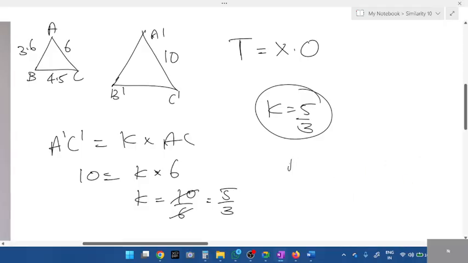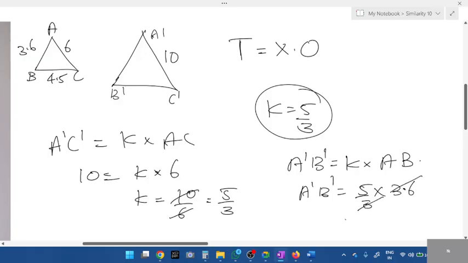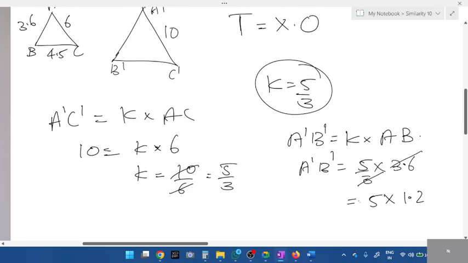What is A dash B dash? K into the corresponding AB. A dash B dash, keep it as it is. What is the K value? K into 3.6... 5 into 1.2. What's the answer? 5 twos are 10, 5 ones are 5. 6 centimeters. Is it clear? 6 centimeters.